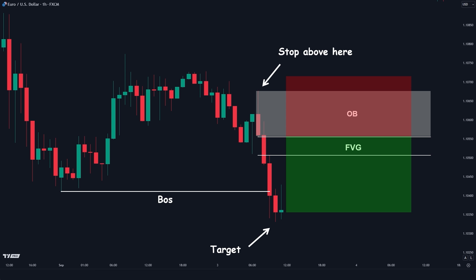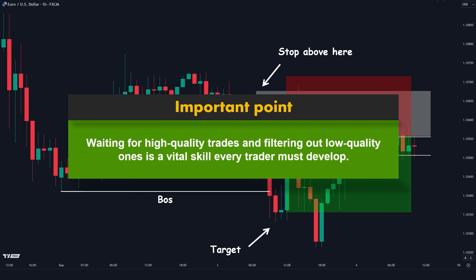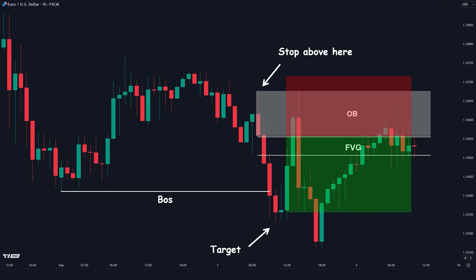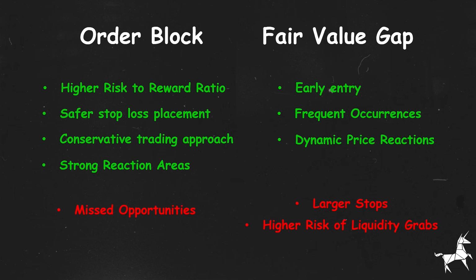recent market structure. Although entering at order blocks has many advantages, one downside of this approach is potentially missing out on many opportunities. It's common in the market to see price rejecting a fair value gap before reaching supply and demand areas. However, we prefer a more conservative approach to selecting our entry zones. The key point here is that waiting for high-quality trades and filtering out low-quality ones is a vital skill every trader must develop. With that in mind, here's a list of the pros and cons of entering at order blocks versus FVGs.